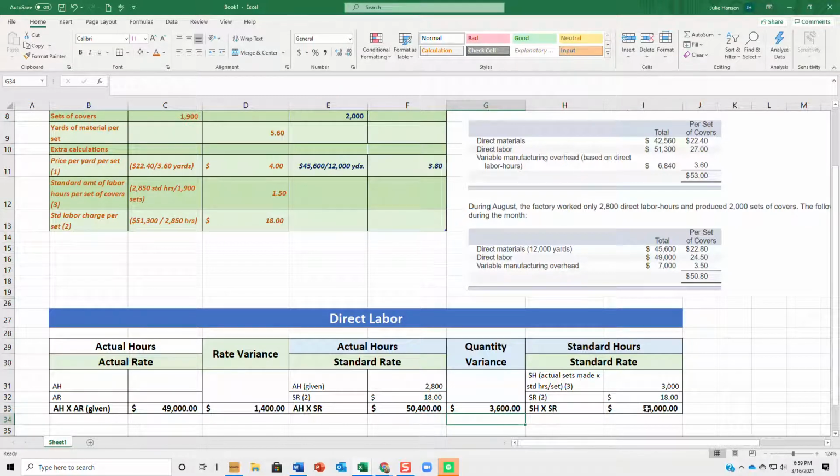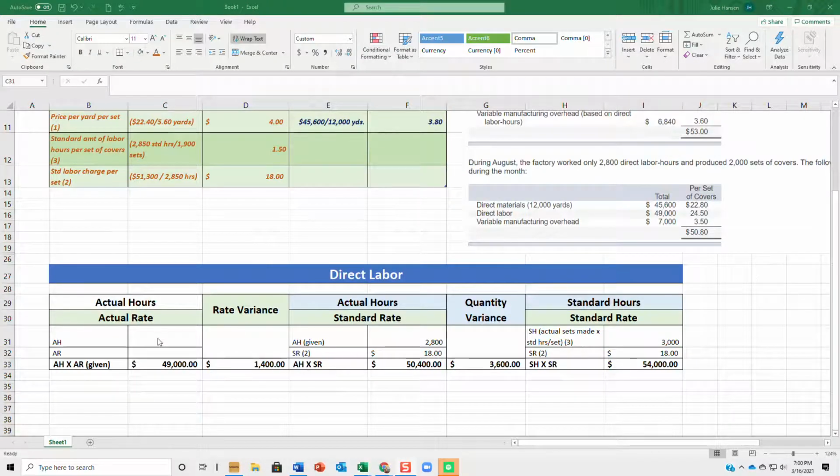Okay, if it's negative, then it would be an unfavorable variance. Just like over here, okay, do you see how I should have spent $50,400, but I actually spent $49,000, so I have a favorable balance here as well.